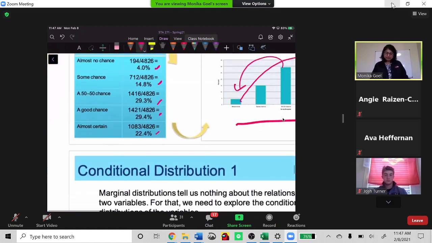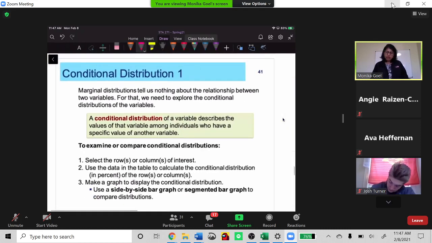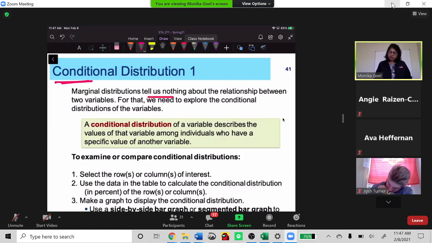Questions? So let me just talk about the definition of conditional distribution and then I'll stop. As I mentioned, with conditional distributions, we are applying some condition to calculate the value using a distribution or a two-way table. So marginal distribution will not tell anything about the relationship between two variables. If we need to find the relationship, this is the only way we have to work with.